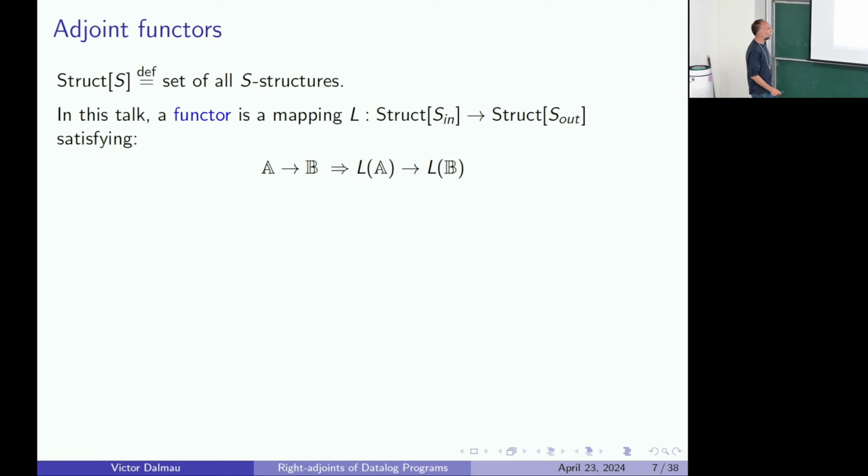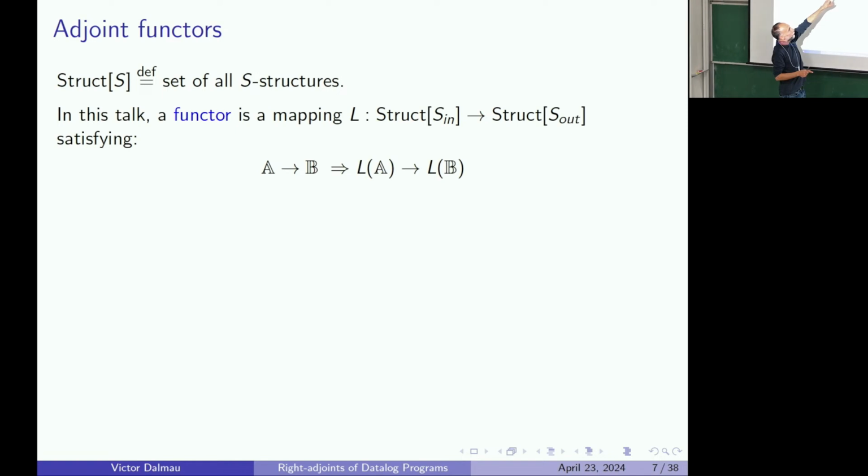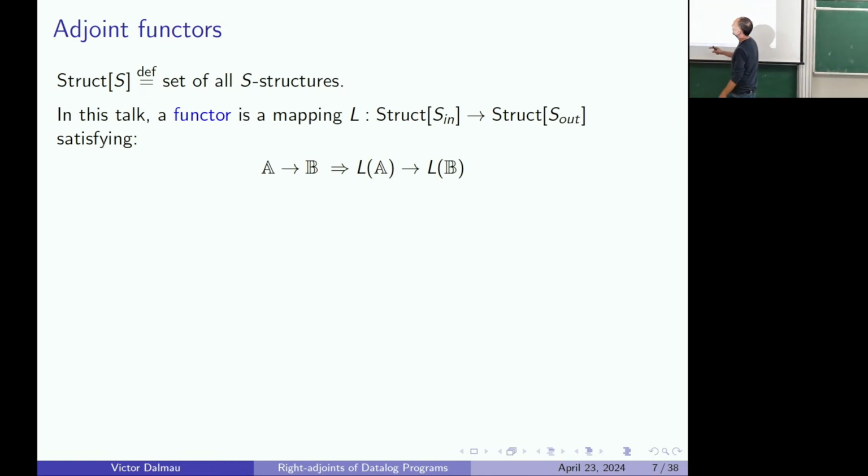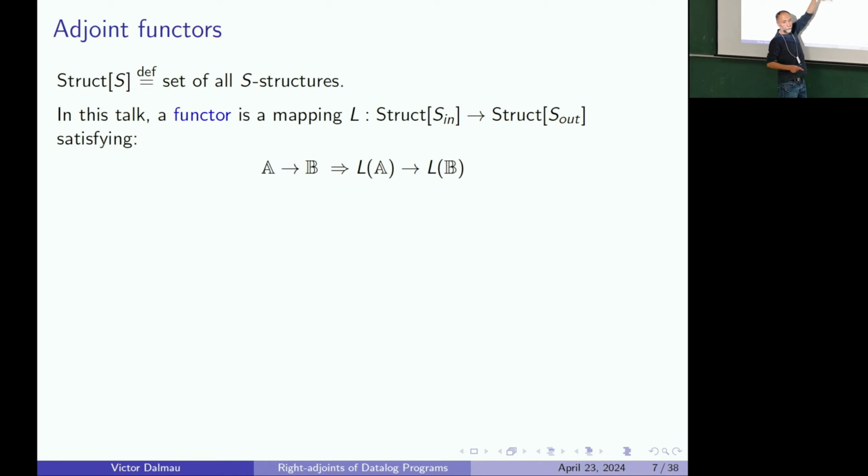So what are we talking about? That will be the main concept here. I'll use this terminology to refer to the set of all structures of some signature. And now, I'm abusing the categorical terminology a little bit. A function is something different. It's just a mapping from the structures of some input signature to the structures of some output signature that preserves homomorphism. So if you have a homomorphism here and you apply this mapping, you get a homomorphism.